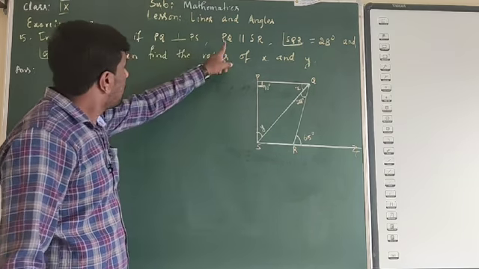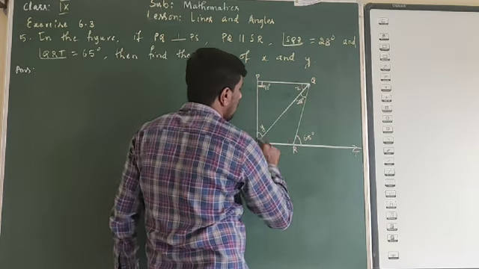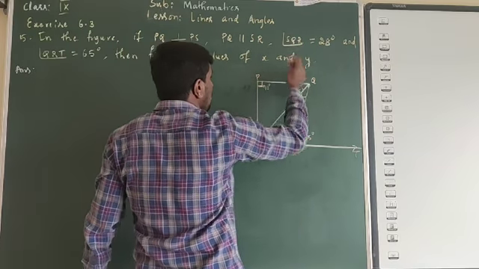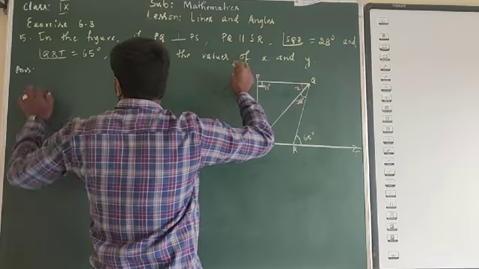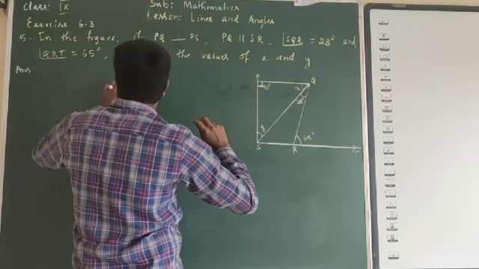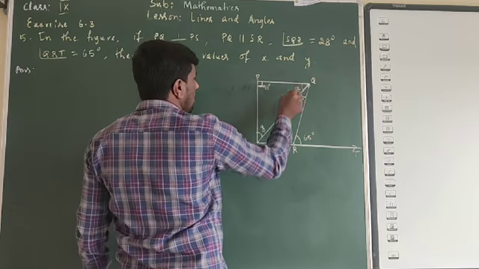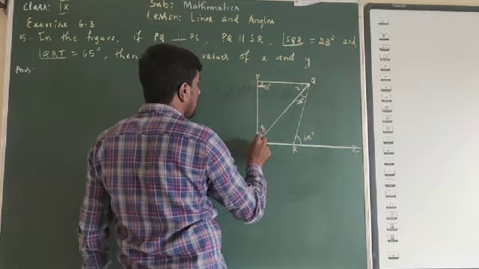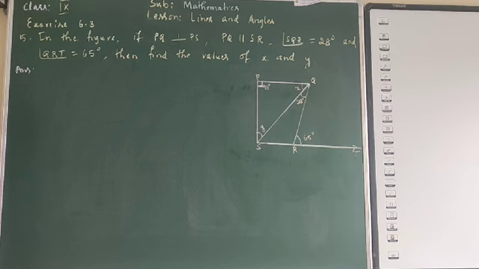Okay. PQ parallel to SR. So this is SR and this is PQ. Both are parallel. SQR is equal to 28 degree and QRT is equal to 65 degree. Then find the values of x and y. See, x is the angle between PQ, y is the angle between PS. That x and y we should find out.